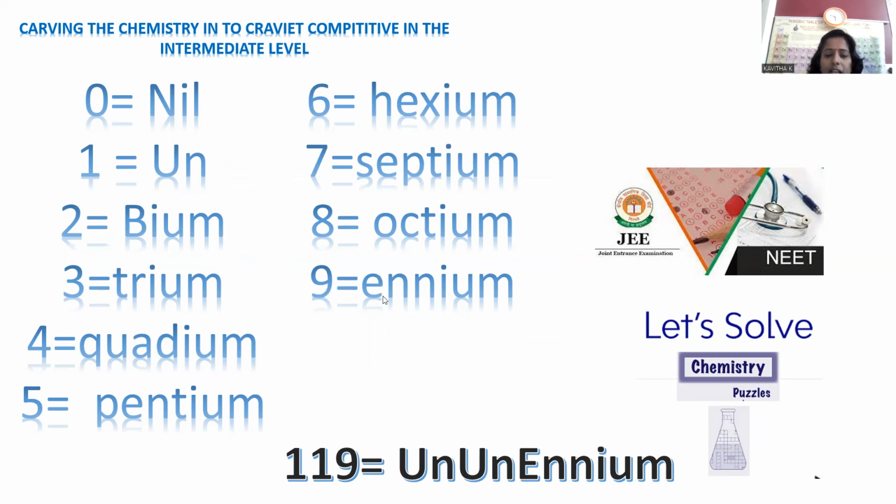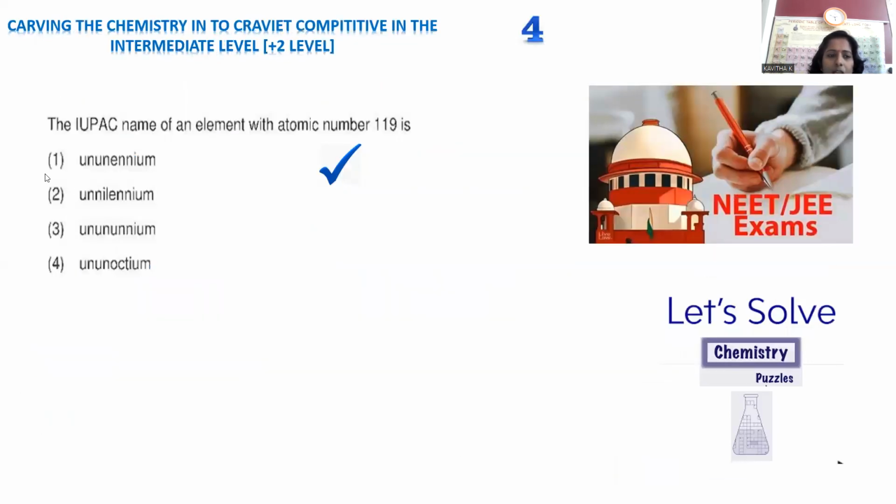If 9 is there, its suffix is given as enn. Sorry, it is called enn. This is the IUPAC name of the compound. Because we have twice 1, un is the continuation, and 9 is there in the terminal, so ennium will be there. Ununennium is the IUPAC name of the 119th element. It is provided in option number 1. For question number 4, option number 1 is the correct answer.